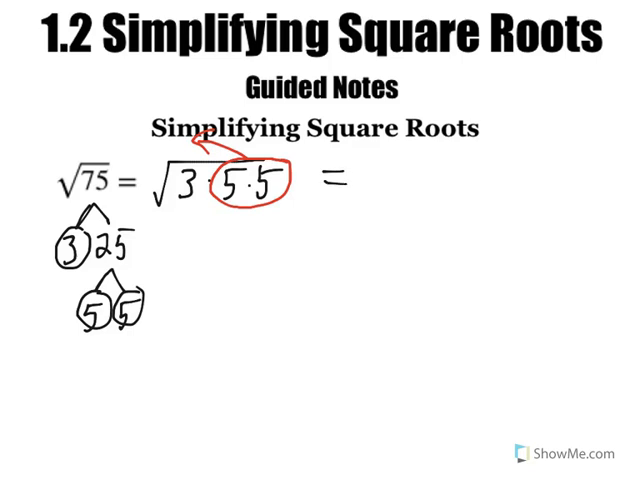So the simplified form of the square root of 75 is bringing that 5 to the outside. The 3 cannot be brought out because it's by itself. There's no other 3 there. So we have to leave the square root of 3, and we say that this is 5 square roots of 3, and this is the most simple, or the simplified version.